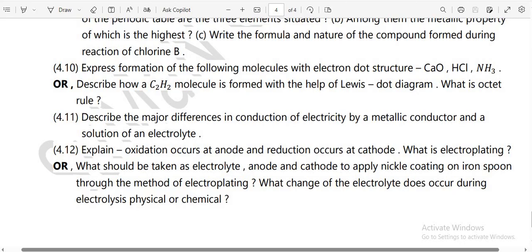4.12 Or what should be taken as electrolyte, anode and cathode to apply nickel coating on an iron spoon through the method of electroplating? Next, what change of an electrolyte occurs during electrolysis, physical or chemical?